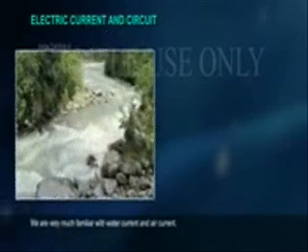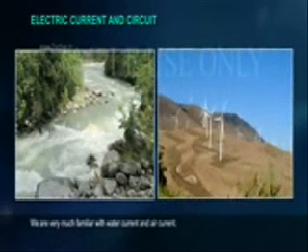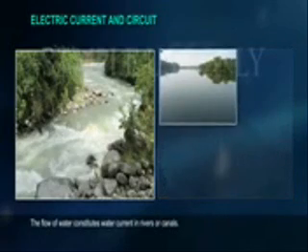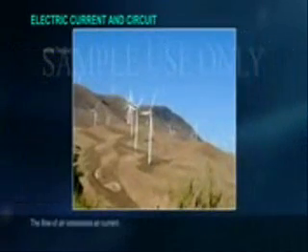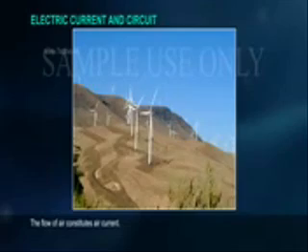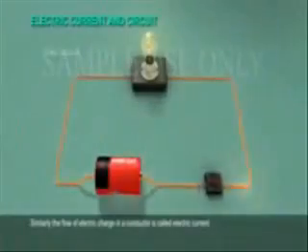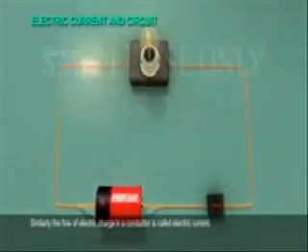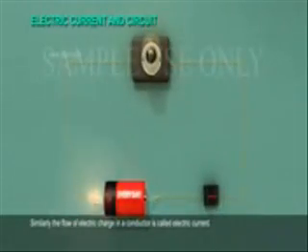We are very much familiar with water current and air current. The flow of water constitutes water current in rivers or canals. The flow of air constitutes air current. Similarly, the flow of electric charge in a conductor is called electric current.